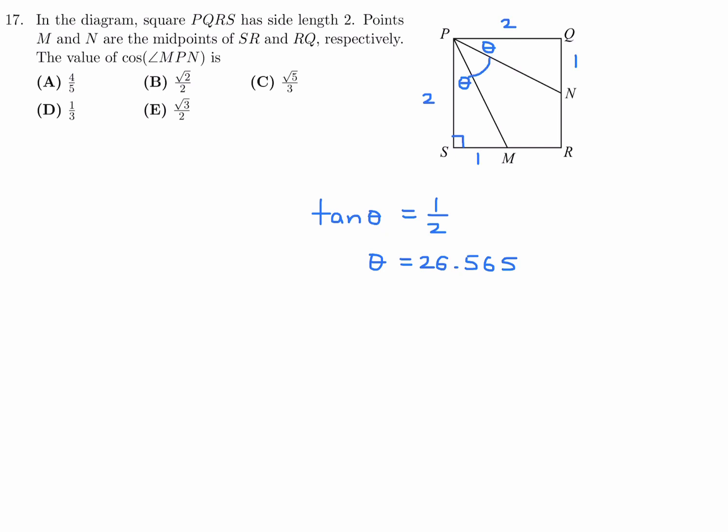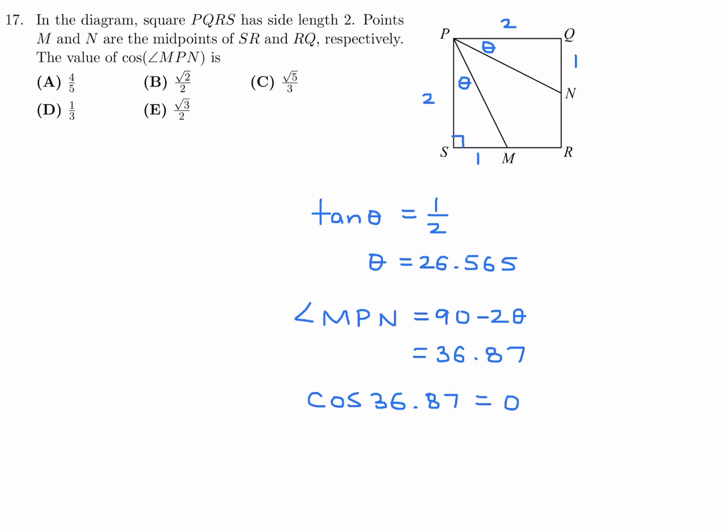So therefore this angle in here, we can just call it, well, it's MPN. Angle MPN is really 90 minus 2 theta. And since we know theta, we can calculate that. It will be 36.87. And then now you just take your calculator and calculate cos of 36.87, and when you do, you get 0.8. And that's 4 over 5. So 17, the answer is A.